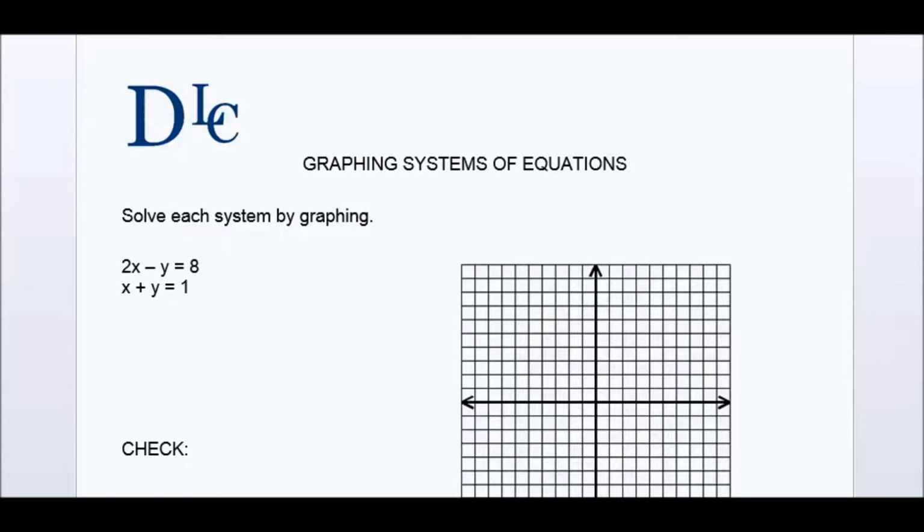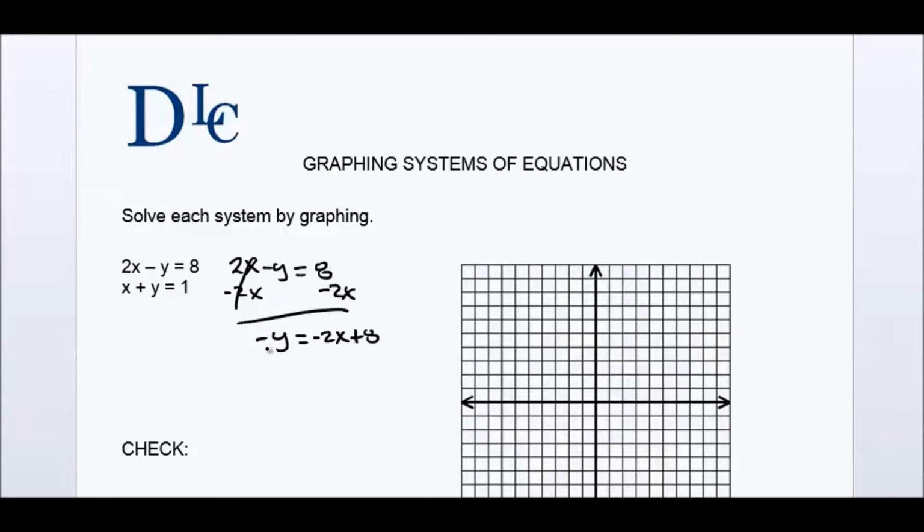Let me get my pen. Okay, so this is the first one. Let me go ahead and solve. I'm just going to rewrite it here, and then I'm going to solve for y. So I'm going to subtract 2x from both sides. Okay, that's gone. So negative y is equal to negative 2x plus 8.